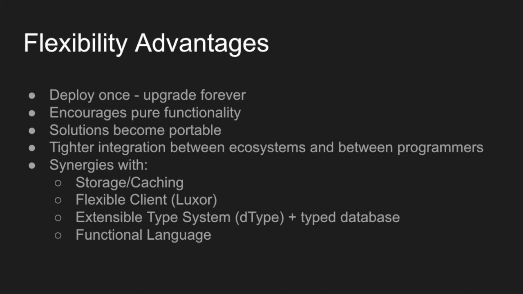Functions work across multiple deployed interpreter contracts, and you can take a function developed by someone else and integrate it in your script. With common functionality comes tighter integration between ecosystems and programmers. So the Taylor system maintains synergies between the on-chain storage and caching system, Luxor or spreadsheet, which is a flexible client for function consumption, dtype, an extensible type system and type database, and the Taylor functional language.